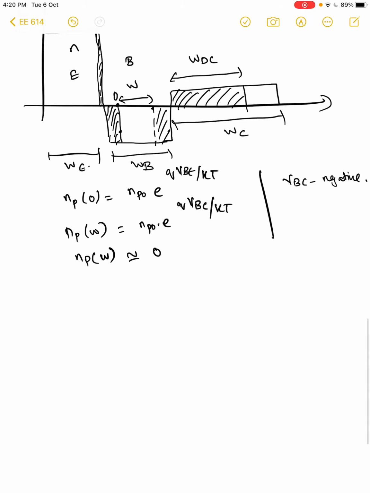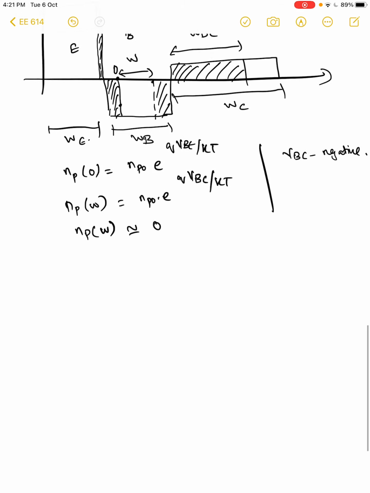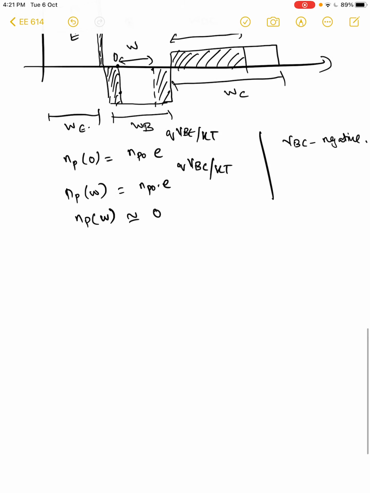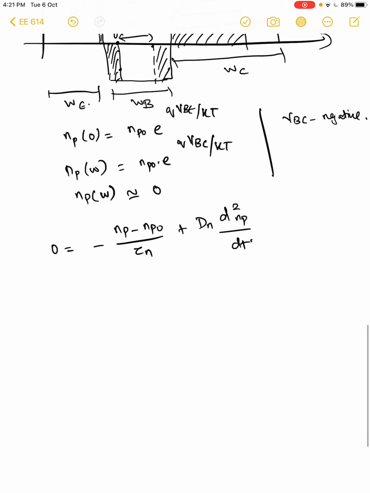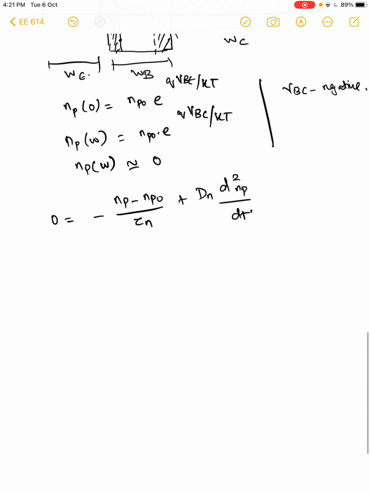So now let us write the continuity equation in the base at steady state, of course. So dNp/dt is going to be 0. You have the recombination component and the diffusion component, right? So the solution for this second order differential equation is something that we have seen previously.